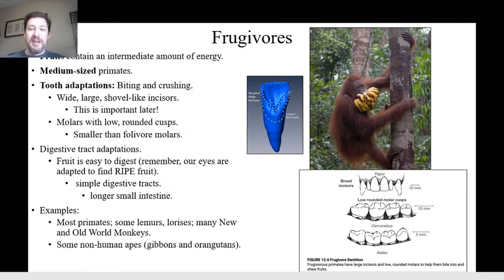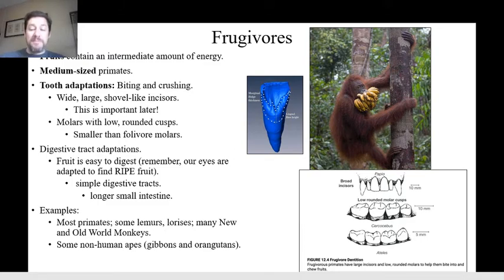process it. And so in order to do that, you need wide shovel-like incisors. And so we have this incisor pattern that we see where this is the back of the incisor and it's curved into kind of a shovel shape.